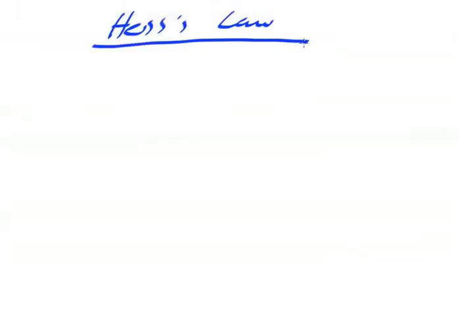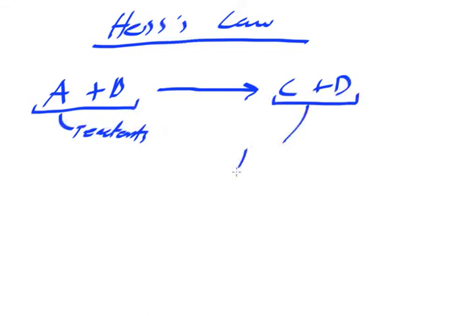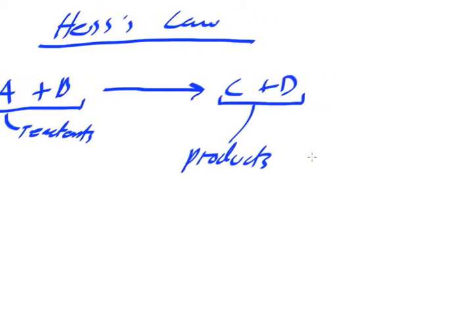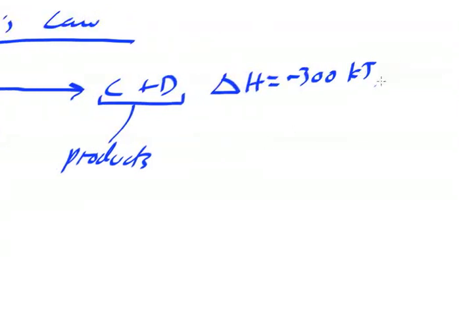Now you may remember from some previous videos some time ago that if we have a formula like A plus B, these are our reactants, and they become our products, in this case C plus D, then sometimes we write down what the enthalpy change is, a delta H value, and maybe in this case it's equal to say minus 300 kilojoules per mole.